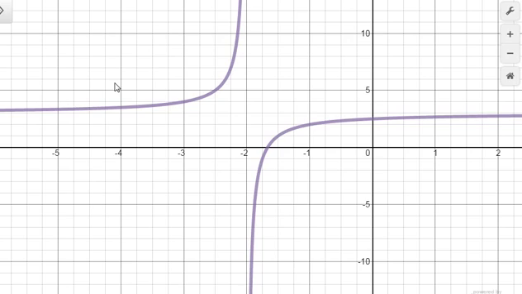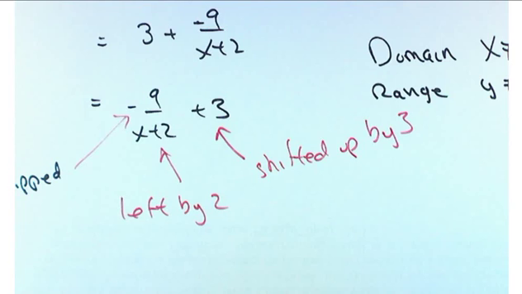John, what's the domain, please? X cannot equal -2. Good. X can't equal 2. And Keegan, how about the range, please? 3. Yeah, so y can't equal 3. All right.